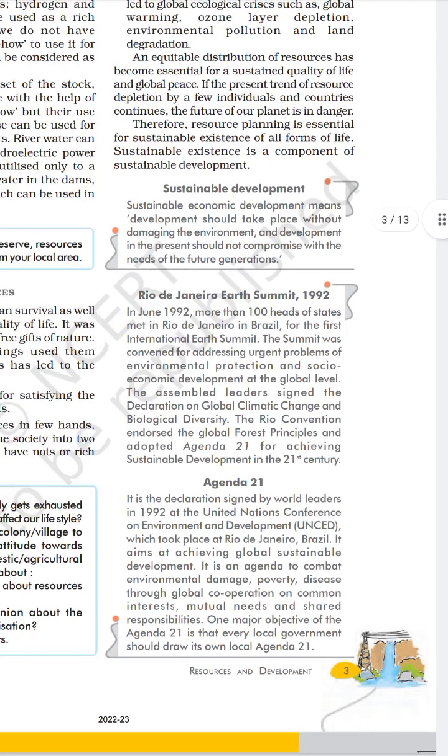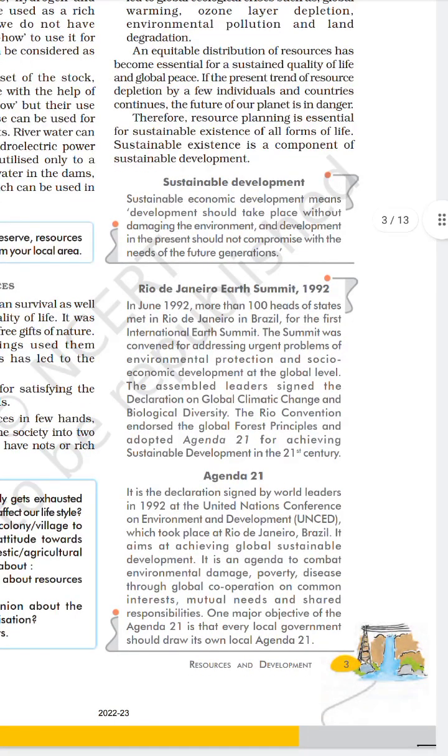What is sustainable development? Sustainable economic development means development should take place without damaging the environment, and development in the present should not compromise with the needs of the future generations. Rio de Janeiro Earth Summit 1992.